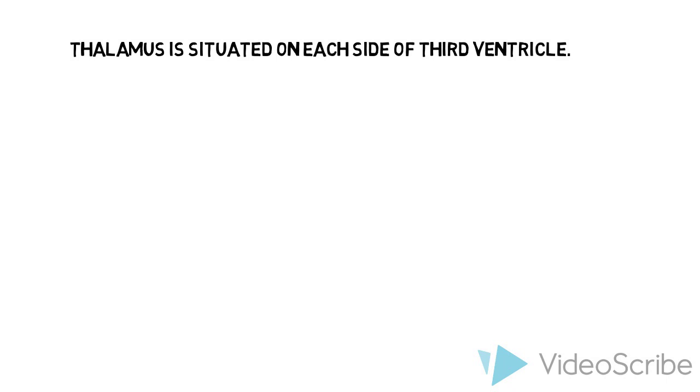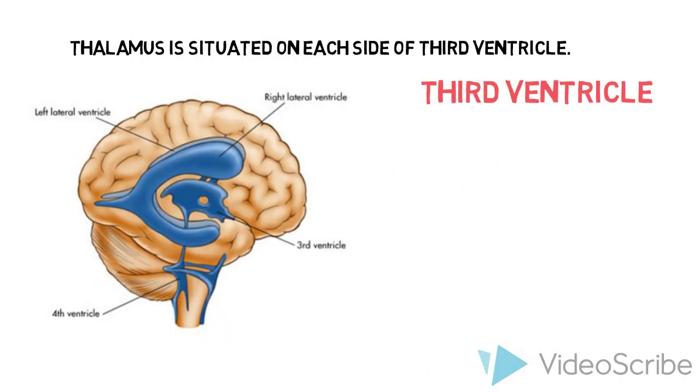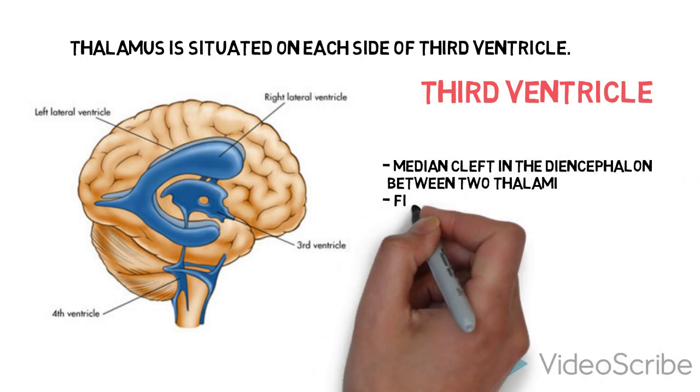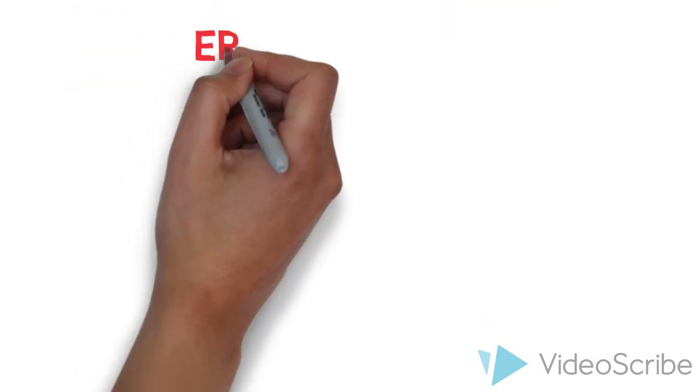The thalamus is situated on each side of the third ventricle. The third ventricle is a median cleft in the diencephalon between the two thalami, and midline between the left and right lateral ventricles, and is filled with cerebrospinal fluid.